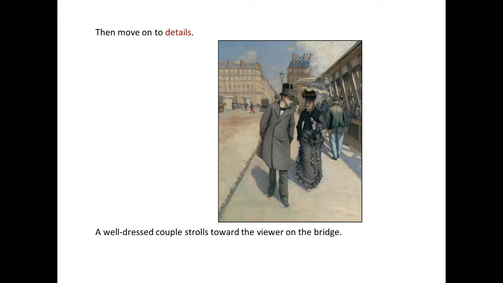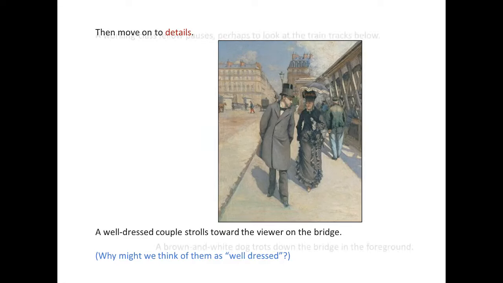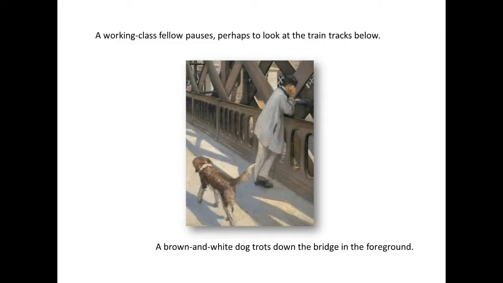Then move on to details. A well-dressed couple strolls toward the viewer on the bridge. Why might we think of them as well-dressed? A working-class fellow pauses, perhaps to look at the train tracks below. How might we know he could be working class?